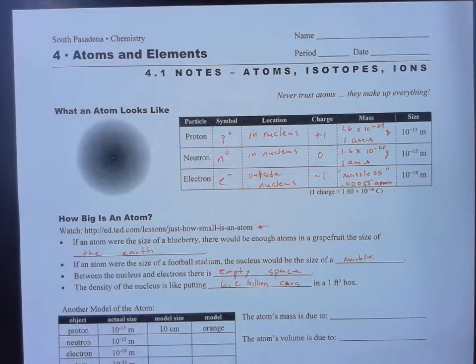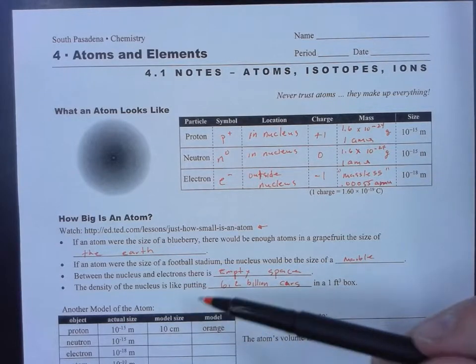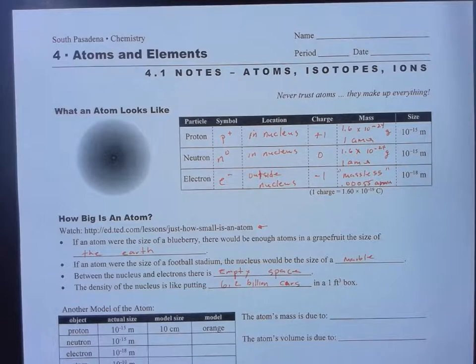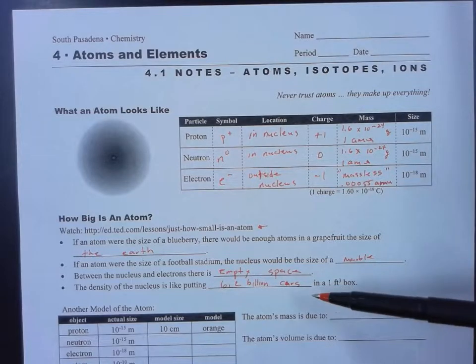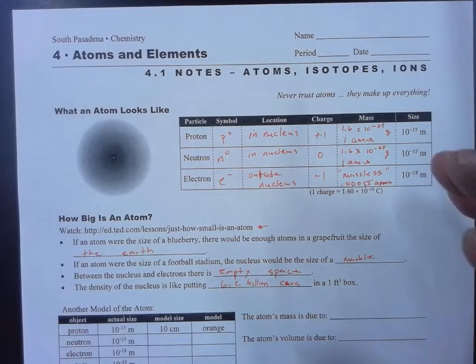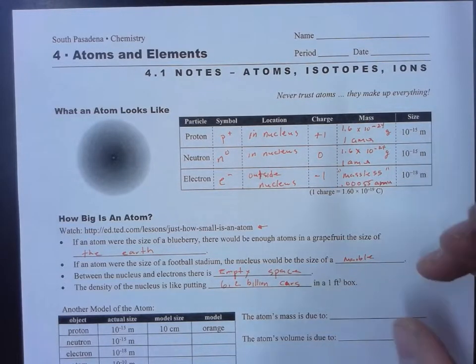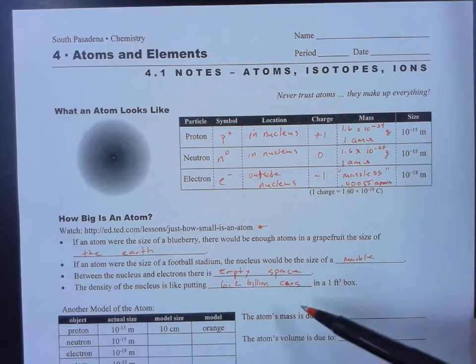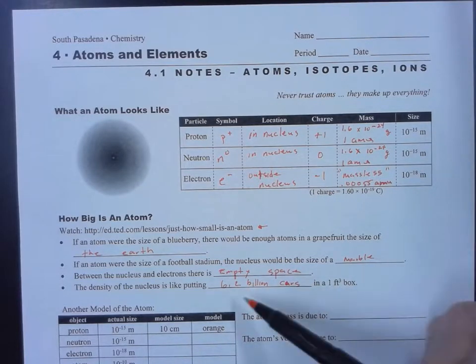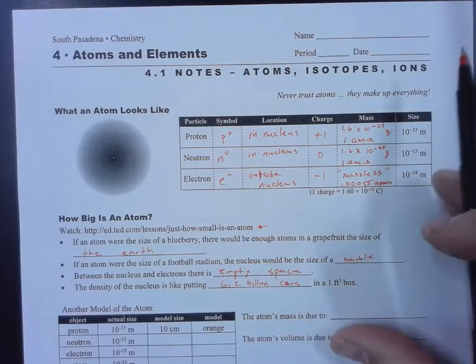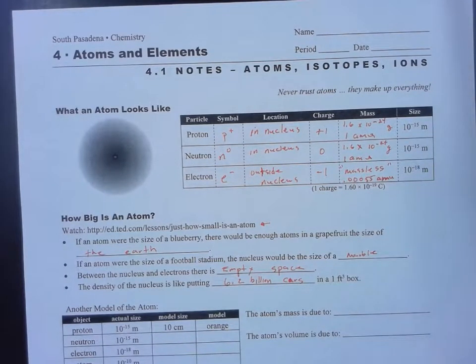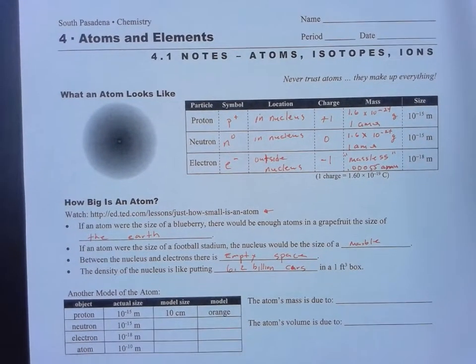In fact, neutron stars are based on this principle, that nuclei of atoms are very dense, and when they compact on one another, when they collapse on each other, you get a very dense material. Anyway, the density of a nucleus is like putting 6.2 billion cars in a 1 cubic foot box. So let's look at another model of the atom.